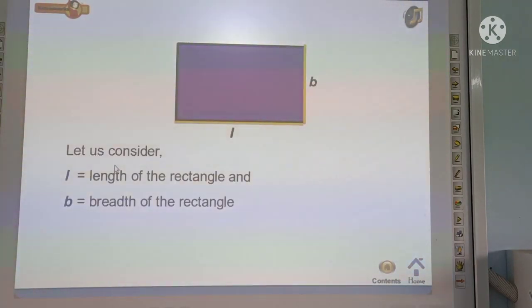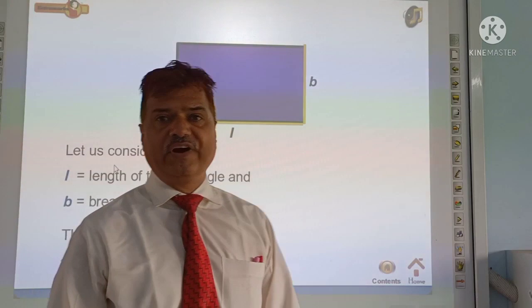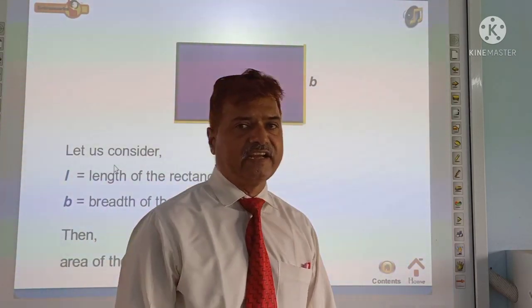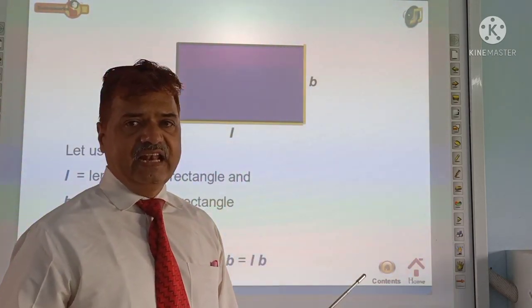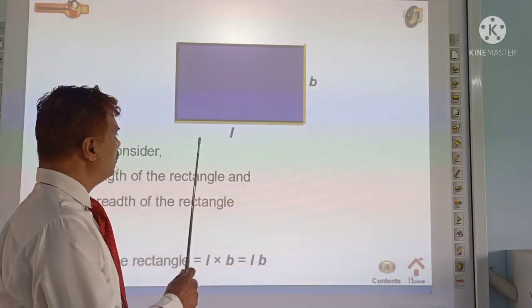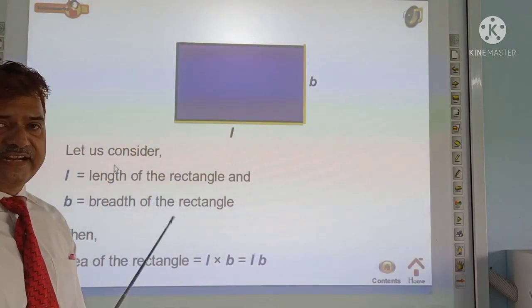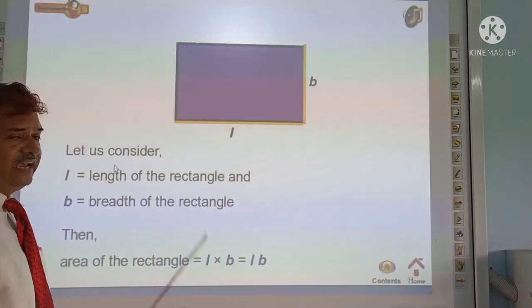Let us consider the length of the rectangle to be L and the breadth of the rectangle to be B. Then the area of the rectangle is given by LB. If you want to find the area of this rectangle whose length is L and breadth is B, the area of this rectangle is L into B, LB.